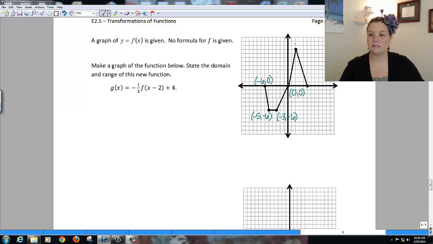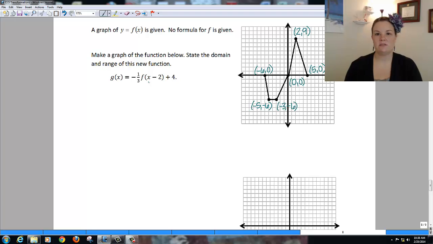My point that's the highest is 2, 9. And my last point over here to the right is 5, 0. So these are all my original points. So I'm going to go ahead and instead of saying my parent function is x squared or whatever, we're just going to use these points. I'm going to wait just a minute to do my table.